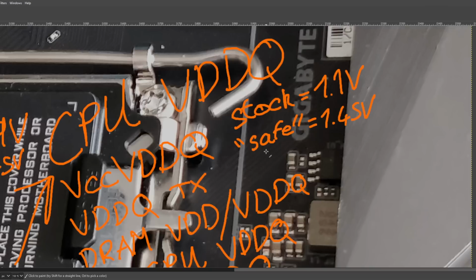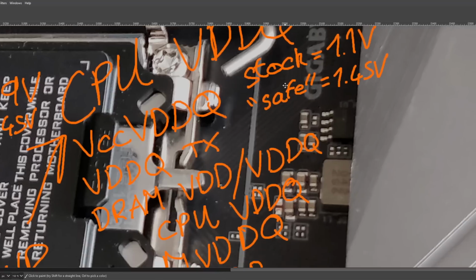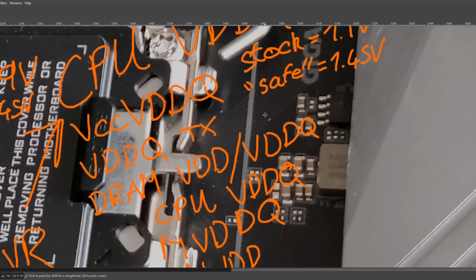So yeah, because the thing is, obviously Intel doesn't have an official recommendation for what's safe for this. It is a memory controller rail. There's a decent chance that 1.5 or even 1.55 volts might not be that dangerous, considering this rail does start at 1.1 volts as stock. But yeah, I don't know.